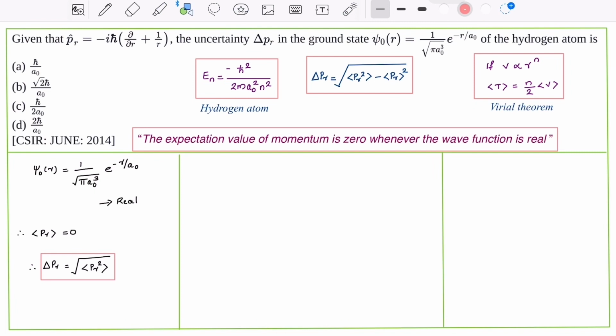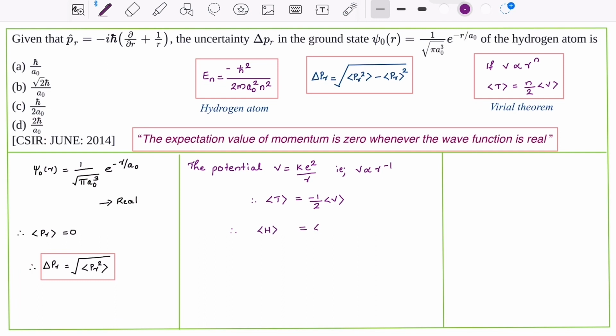Now using the virial theorem, we can find out the expectation value of p_r squared. Before that, let us write the potential in the hydrogen atom. The potential is nothing but the Coulomb potential, that is k e squared divided by r. That is, V is proportional to r raised to minus 1. We have, when V is proportional to r raised to n, the expectation value of T is equal to n by 2 times the expectation value of V. Therefore, here the expectation value of T is minus 1 by 2 times the expectation value of V.